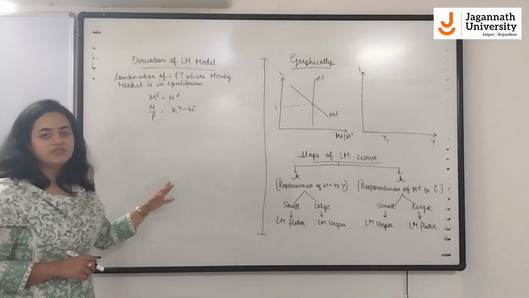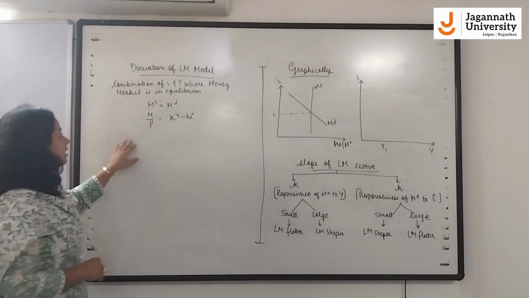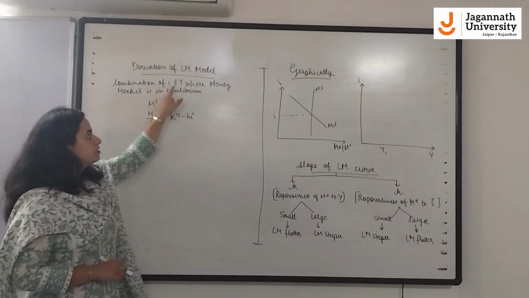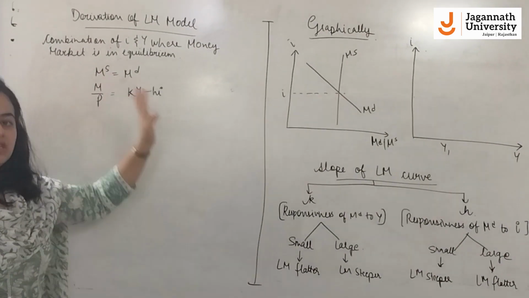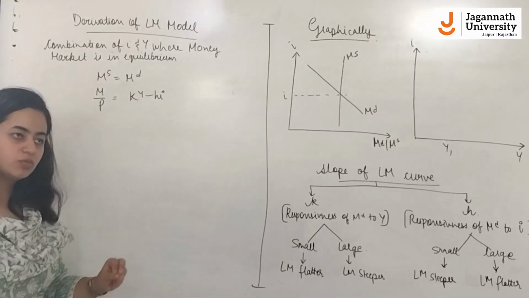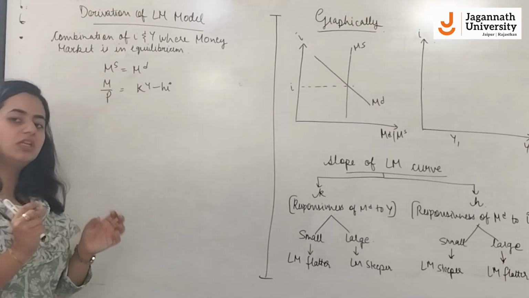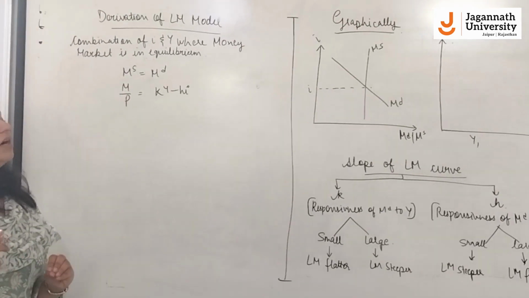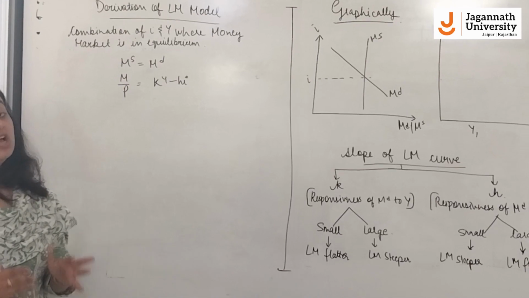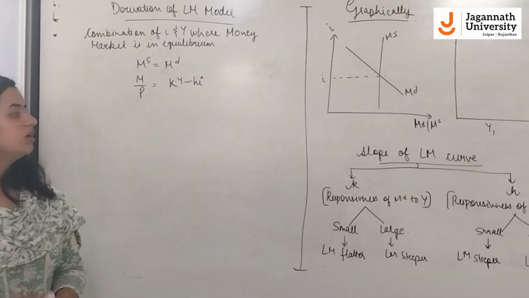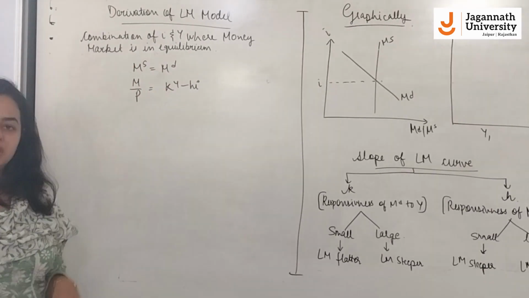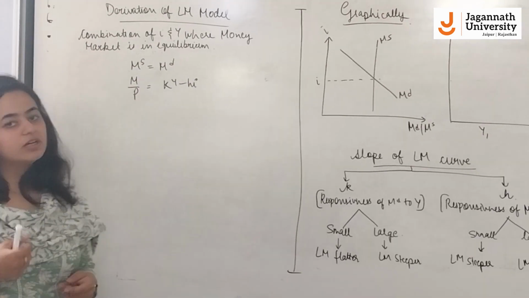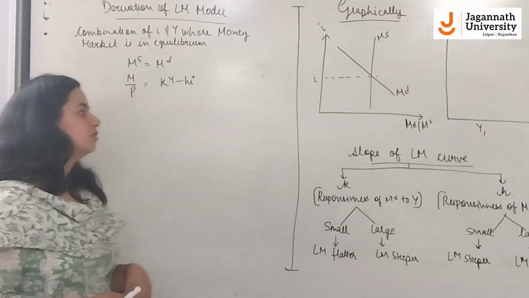Now let's derive the LM curve. LM is the combination of interest rate and income where the money market is in equilibrium. So we are assuming that it is a combination of interest rate and income at all those points where the money market is already in equilibrium. मनी मार्केट इक्विलिब्रियम में कहाँ होगा? जहाँ पर मनी सप्लाई मनी डिमांड के बराबर होगा. Money market will be in equilibrium where money supply is equal to money demand.